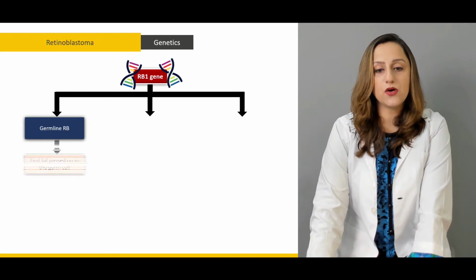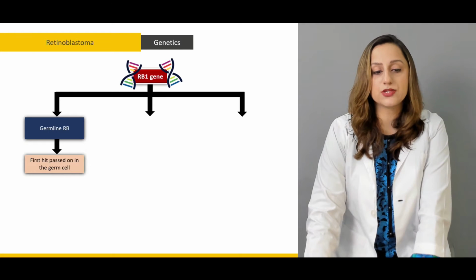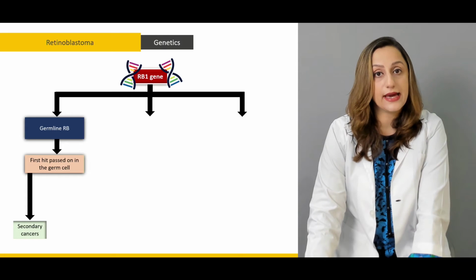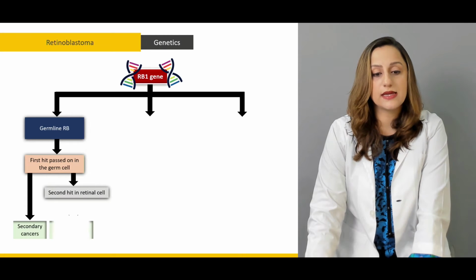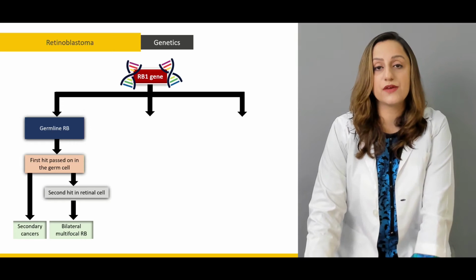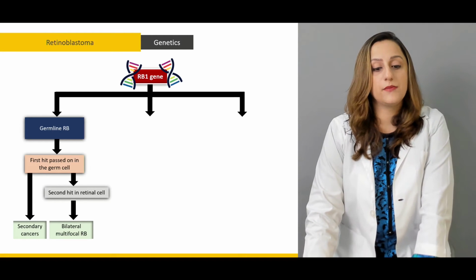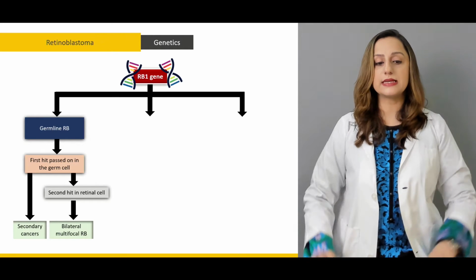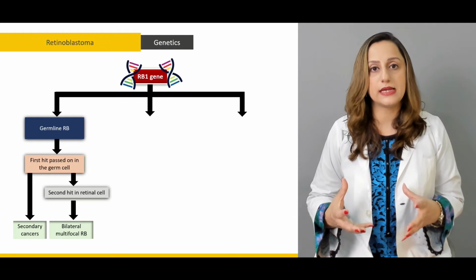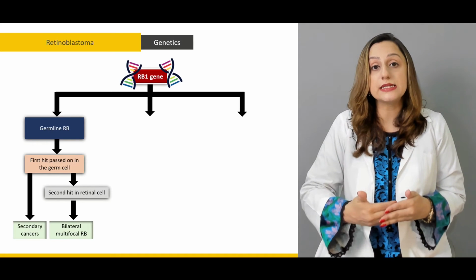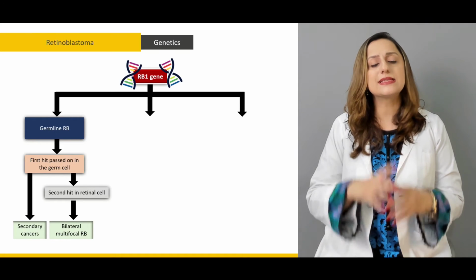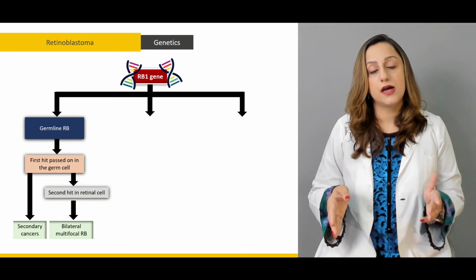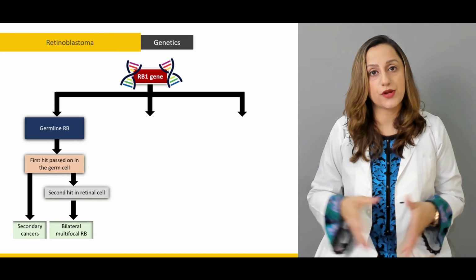So in the germline of the RB1 gene, the first hit is passed on in the germ cell. So it can give rise to secondary cancers, and even the second hit in the retinal cells would give rise to bilateral multifocal retinoblastomas in these patients. So this is basically the two-hit phenomenon that we're talking about. It can be a first hit. A first hit would basically relate to a slight mutation at the genetic level, and the second hit would further deteriorate the condition for the patient.